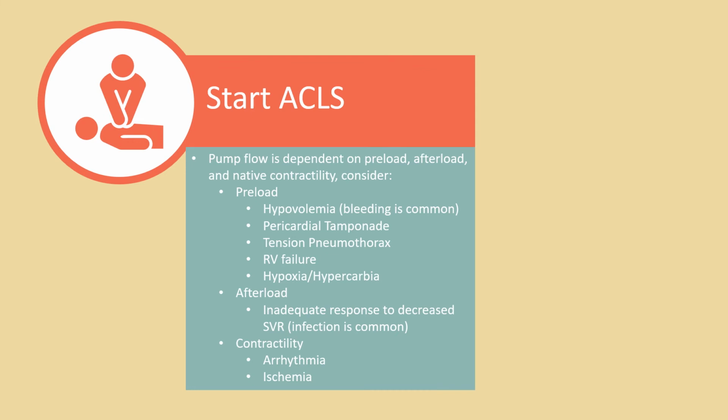So things you want to consider in those contexts, first, are preload. Bleeding's common, and hypovolemia can lead to arrest. You can have your usual correctable things, tamponade, tension pneumothorax. RV failure is less immediately correctable, but failure of the RV will lead to dilatation of the RV, which impinges on LV cavity size, and also you just won't be pumping volume into the LV, so the VAD can fail in that way. Similarly, hypoxia and hypercarbia will lead to lack of preload in the LV and could also lead to RV failure.